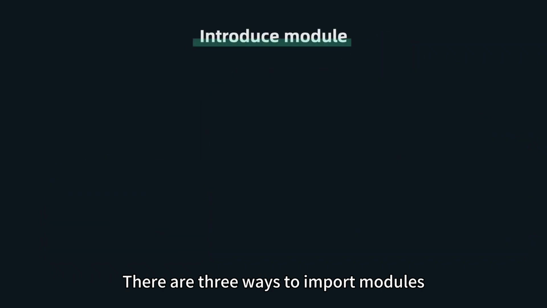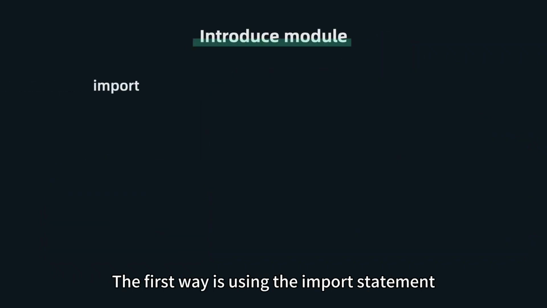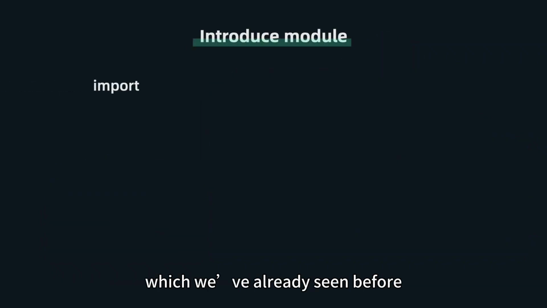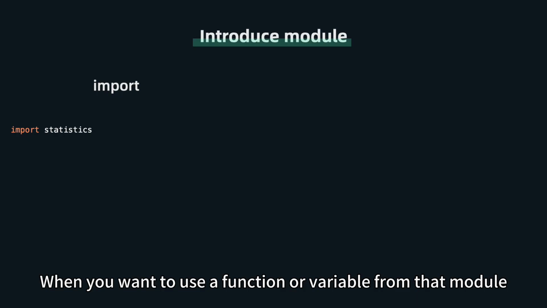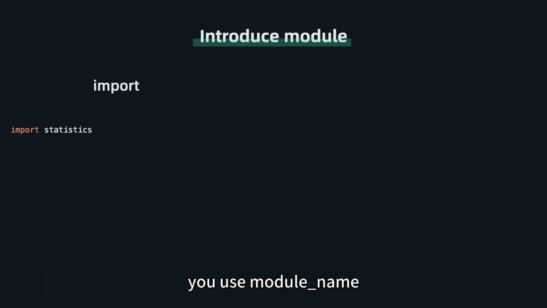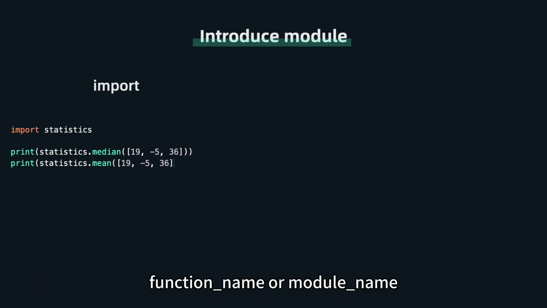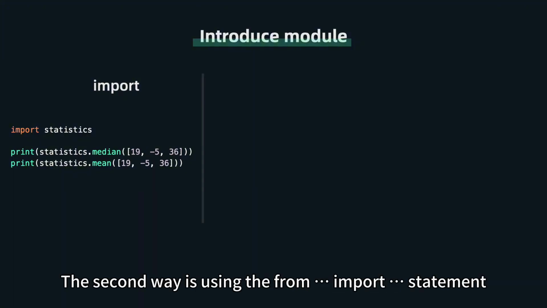There are 3 ways to import modules. The first way is using the import statement, which we've already seen before. After import, you write the module name. For example, import statistics. When you want to use a function or variable from that module, you use module name.function name or module name.variable name.